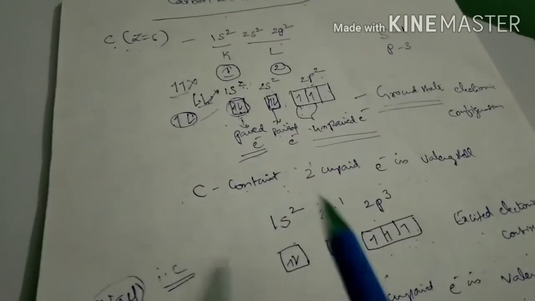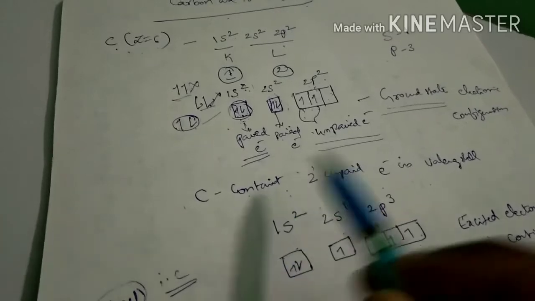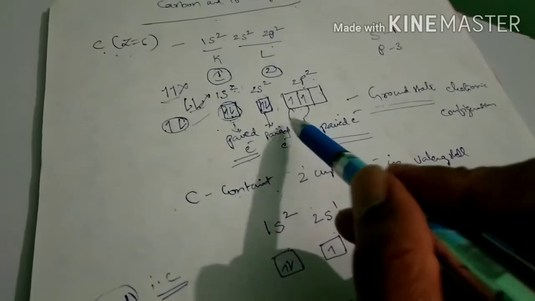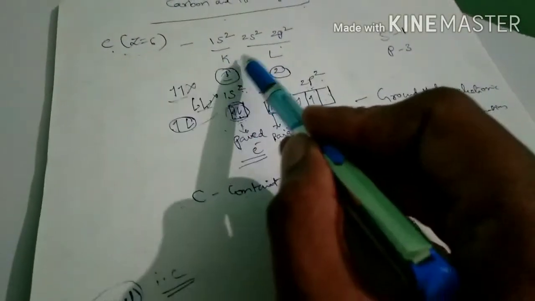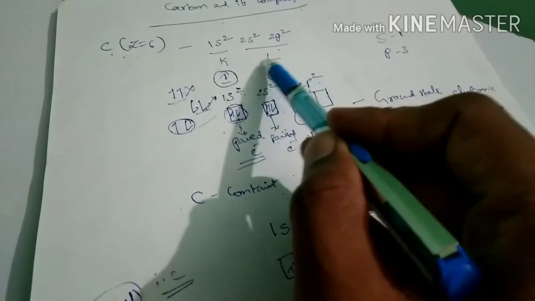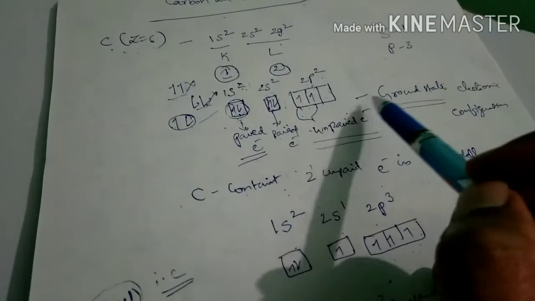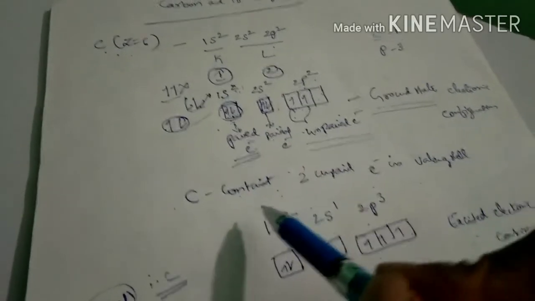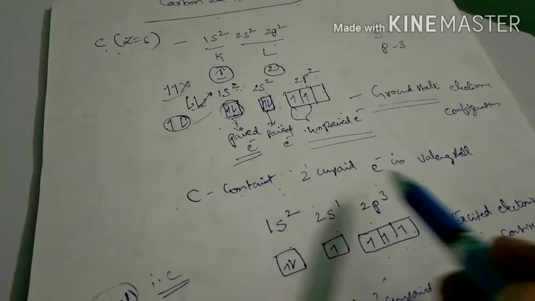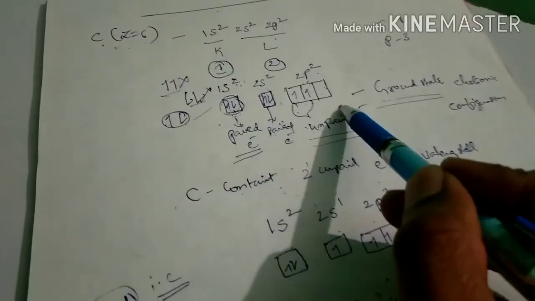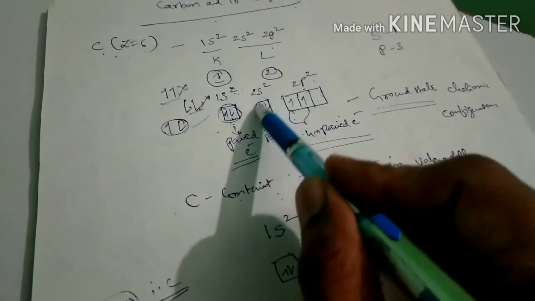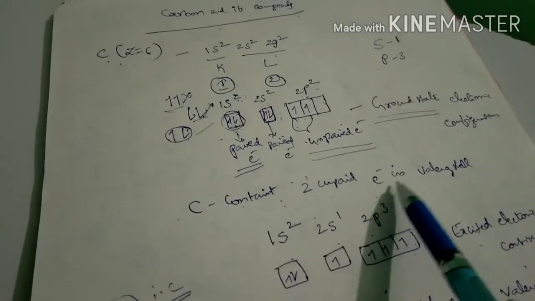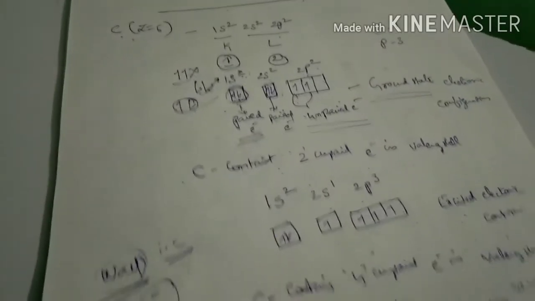Next, this carbon contains 2 unpaired electrons in the valence shell. We know the valence shell is the last shell. For this atom, this is the valence shell. The L shell is the last shell, the valence shell, in this case. That is also called the ultimate shell. Here the point is, carbon contains 2 unpaired electrons in the valence shell. Here are paired electrons, these are unpaired electrons.